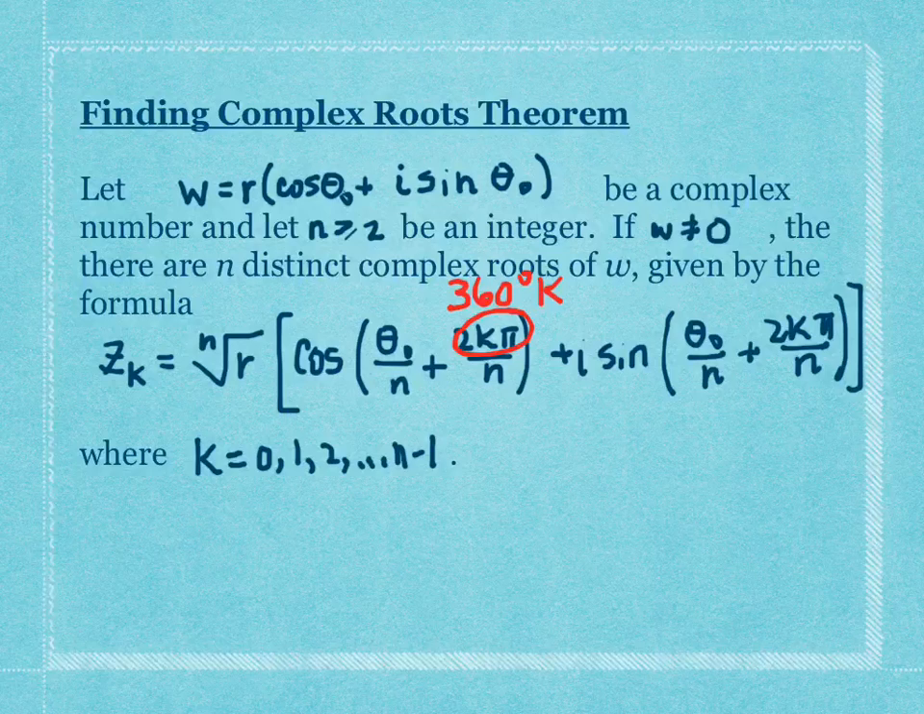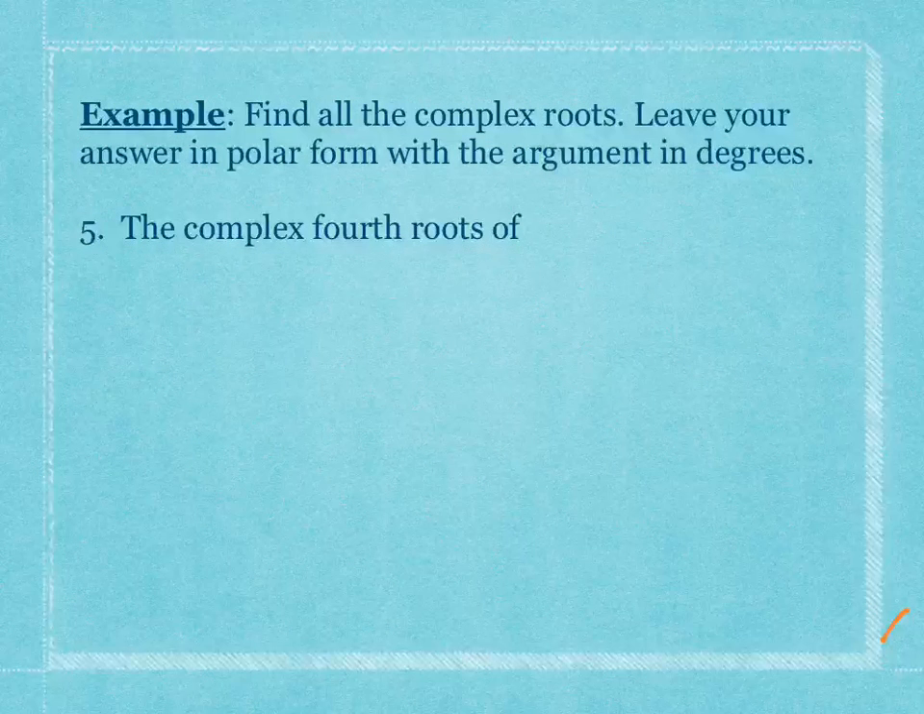And then your k values go from 0 up to n minus 1. So in particular, k will always start at 0. It will stop 1 shy of where you are, but if you're doing an nth root, you would have n k values, which would give you n distinctly different roots. All right, so the formula will make more sense as we do an example, so let's try one.